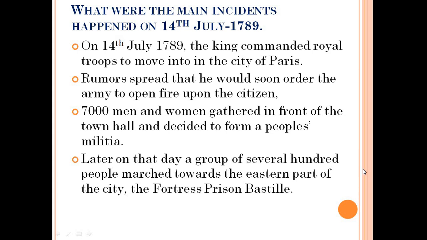Okay, now let us see what were the main incidents that happened on 14 July 1789. On 17-18 July, the day started with a command from the king. He commanded his royal troops to move to the city of Paris. At that time, Paris was the capital of the French dynasty.